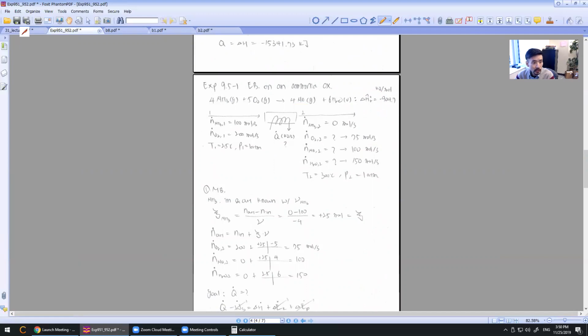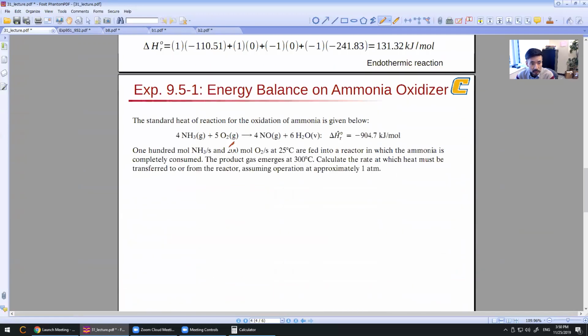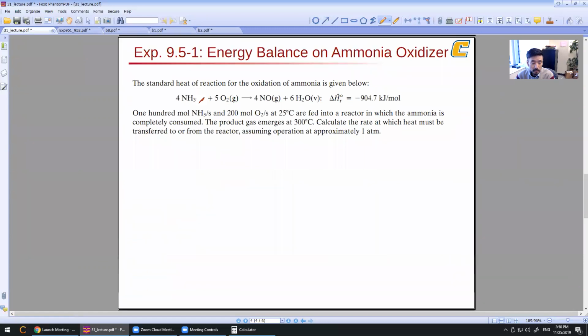Before solving it, let's read the problem together. Okay, so here is the problem we solve. This is example 9.5-1. This is an energy balance on an ammonia oxidizer. The standard heat of reaction for the oxidation of ammonia is given below. Ammonia reacts with oxygen, produces nitrogen oxide and produces water, and the heat of reaction is given as this number.